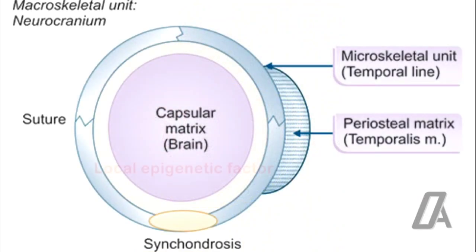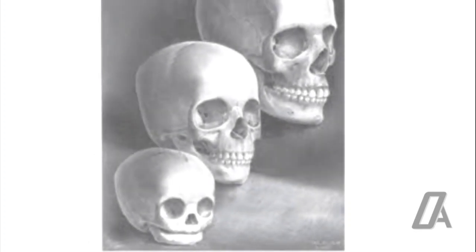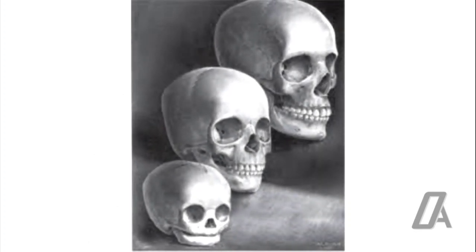Capsular matrix forms the local epigenetic factor, which controls growth. There is genetically determined volumetric expansion of the capsular matrix. Volumetric expansion of the capsular matrix causes spatial translation of the whole bone, or macroskeletal unit. Capsular matrix causes growth of the whole bone.